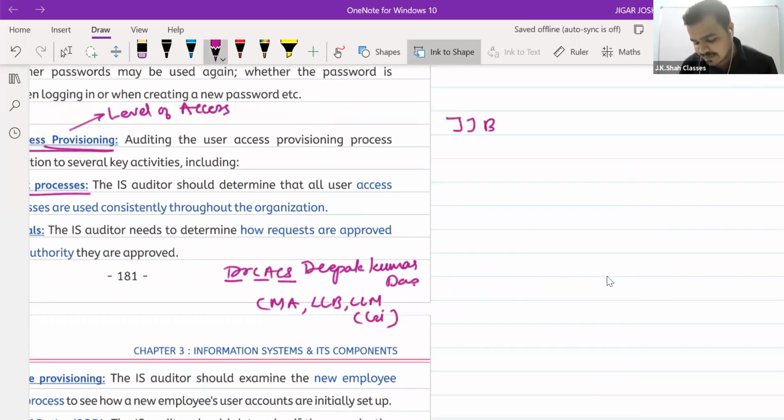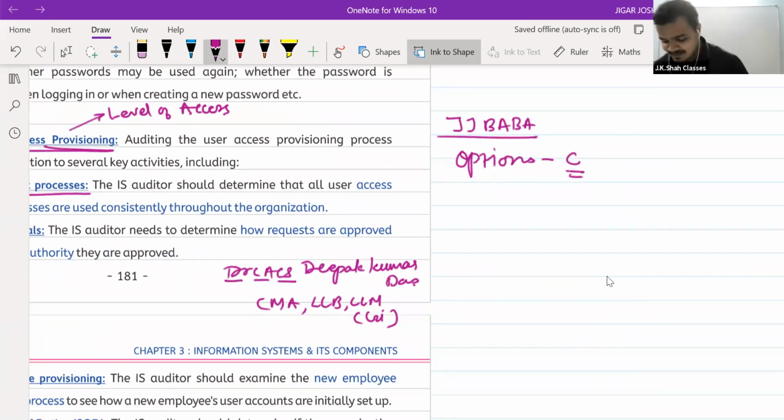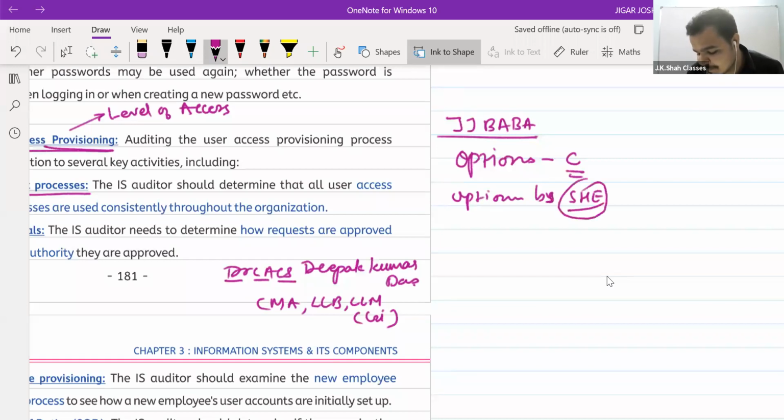JJ Baba always says one line. Sir, what does JJ Baba say? JJ Baba says, when it is a multiple option, option C might be right. Understood? But the option which is provided by she will never be right. So option C might be right, but the option provided by she will never be right.